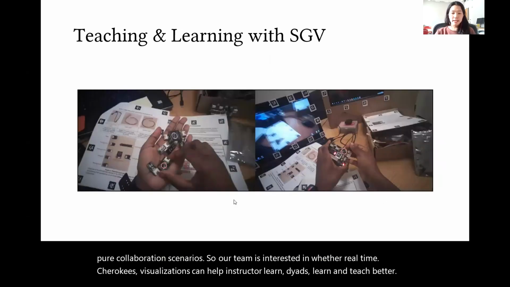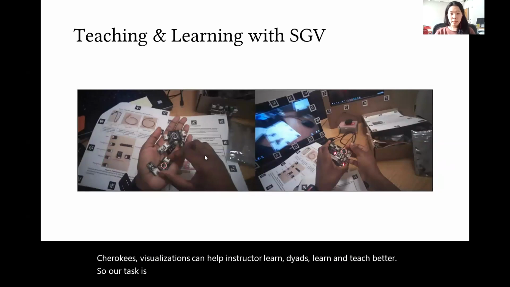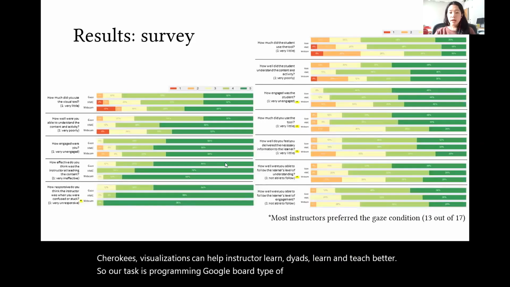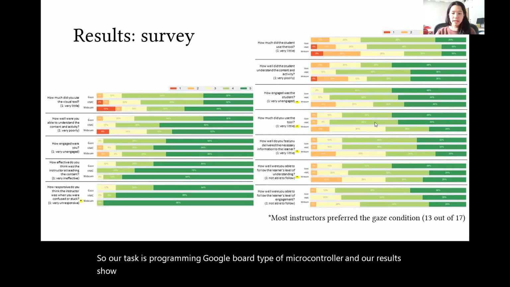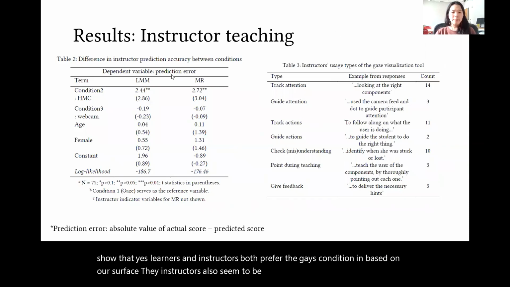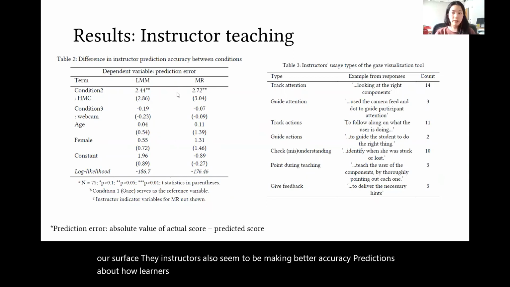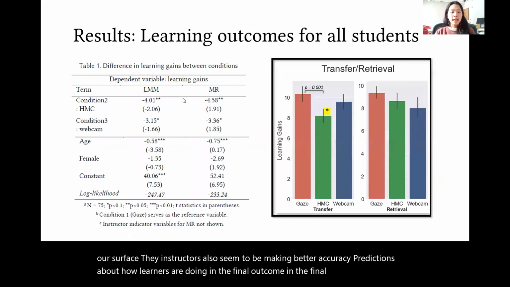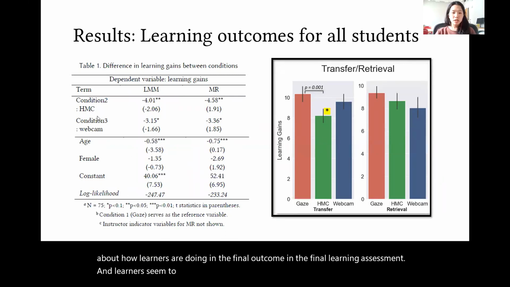Our task is programming a Google board, a type of microcontroller, and our results show that yes, learners and instructors both prefer the gaze condition based on our surveys. The instructors also seem to be making better accuracy predictions about how learners are doing in the final learning assessment. Learners seem to be learning more in the gaze condition compared to both of our baseline conditions.